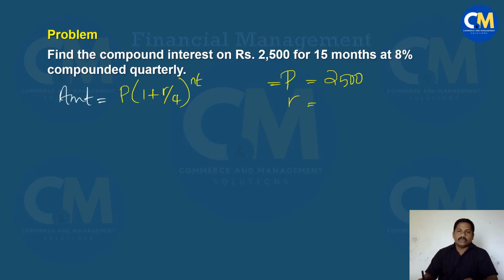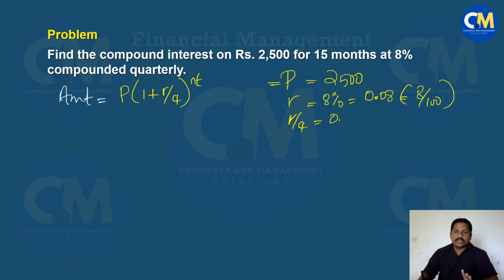R is the rate, 8%, which means 0.08. How will we get this? 8 divided by 100 is equal to 0.08. Then we take R by 4. We want to take R by 4 because we are calculating for quarterly, means for 3 months. Every year, how many times will we calculate? 4 times we will calculate the interest every year. So here R by 4 is equal to 0.08 divided by 4, that is equal to 0.02.